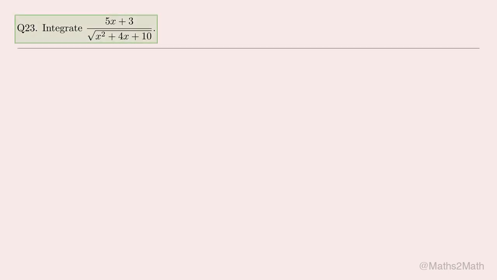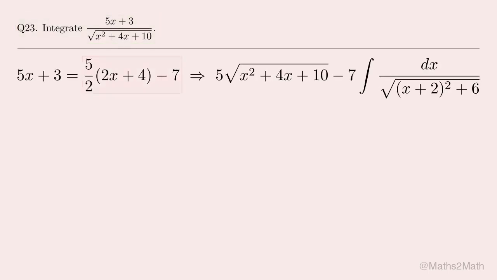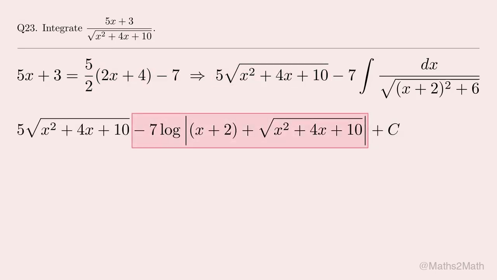Question 23, the last integration. 5/2 of the derivative minus 7. Root plus log, one more time. 5x plus 3 is 5/2 of 2x plus 4, minus 7. The log for the remainder.